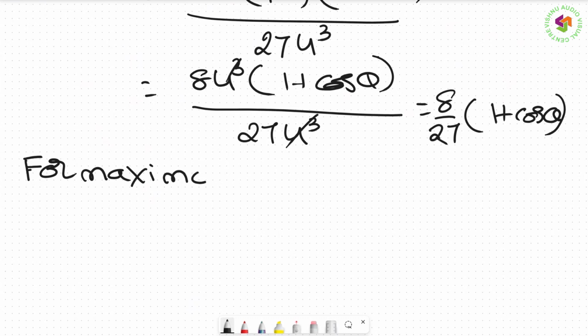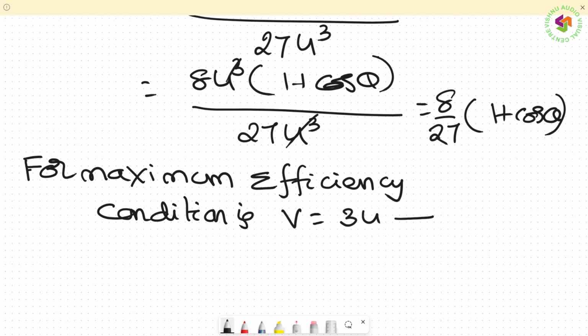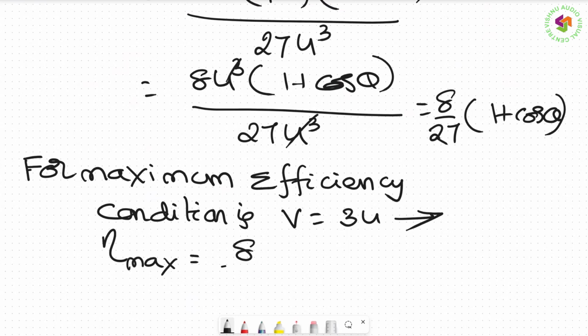For maximum efficiency, the condition is V is equal to 3U. This is one. The second one is, maximum efficiency is equal to 8 by 27 into (1 plus cos theta). This is the maximum.